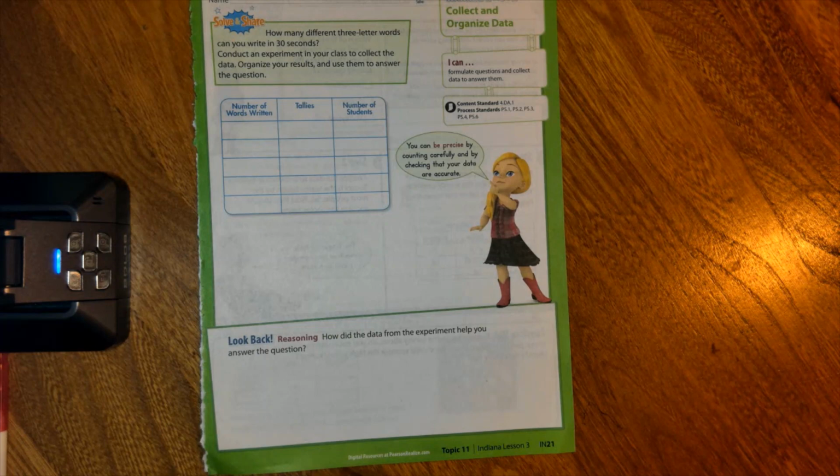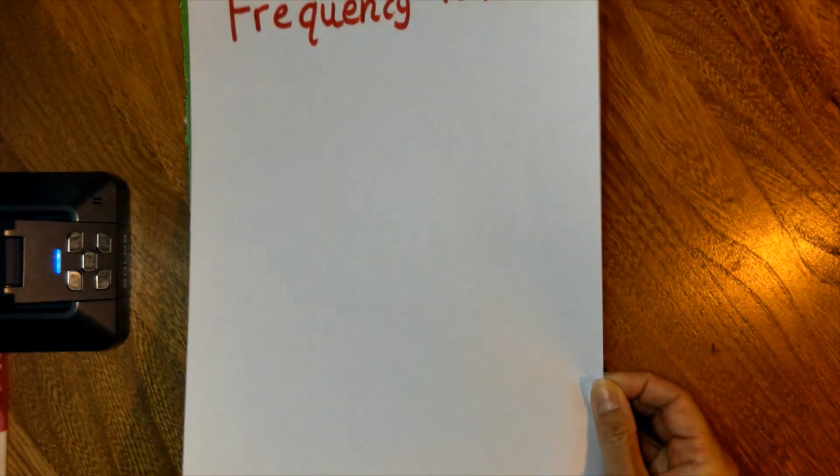Now the question on this page talks about all of us doing 30 seconds and trying to write as many three-letter words as we can and then seeing how many each of us wrote. But since we're not together, that's a little bit hard. So I looked around and came up with a different topic that I'm going to do a frequency table over. And if you wanted to, you could look around your house too and see if you can find something to make a frequency table on.